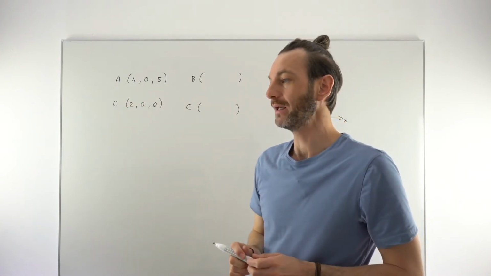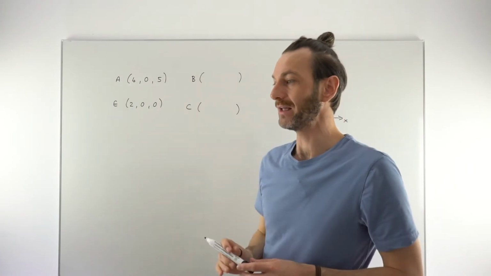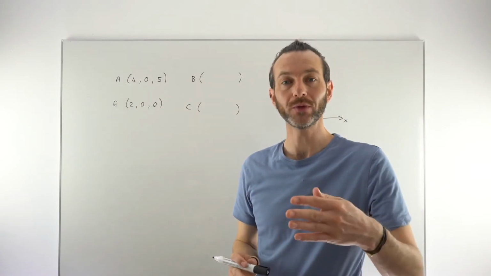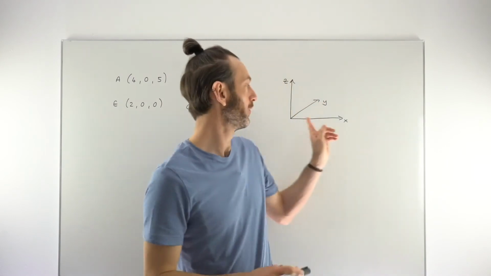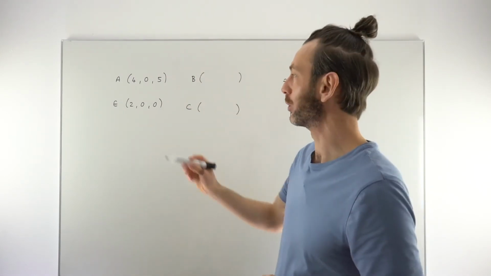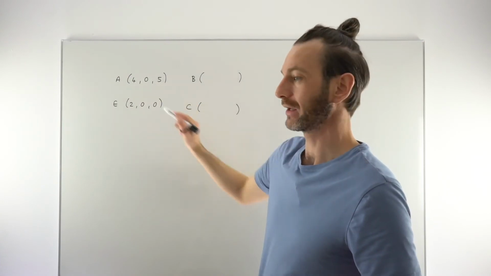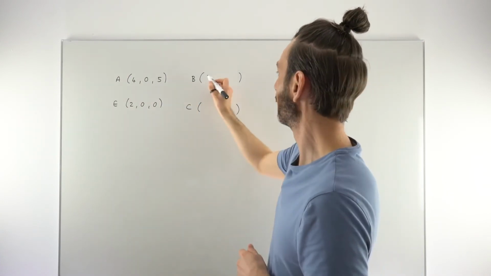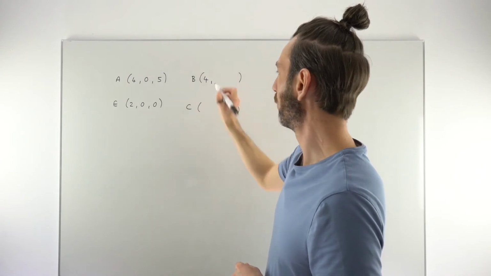Now point B lines up with the x-coordinate of A, doesn't it? They've got the same x-coordinate. They're both the same length along the x-axis. So these questions are all about copying other coordinates. So point B's got the same x-coordinate as point A. So we can just write in the x-coordinate as 4.